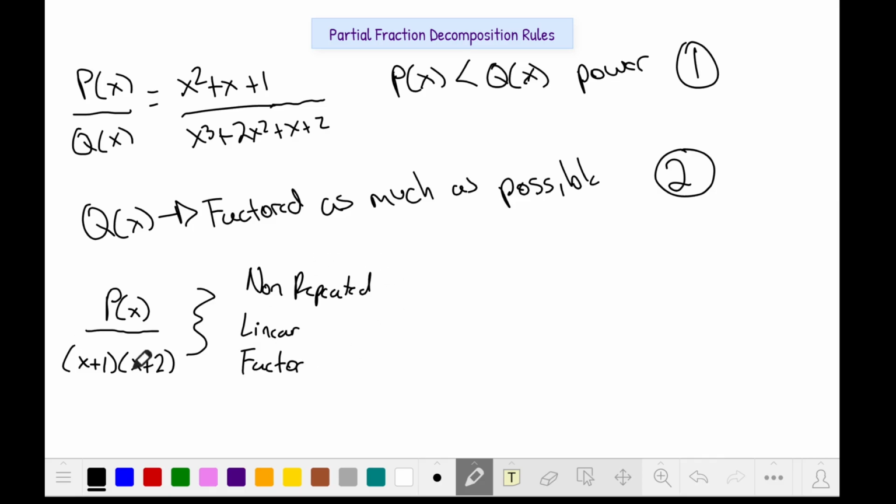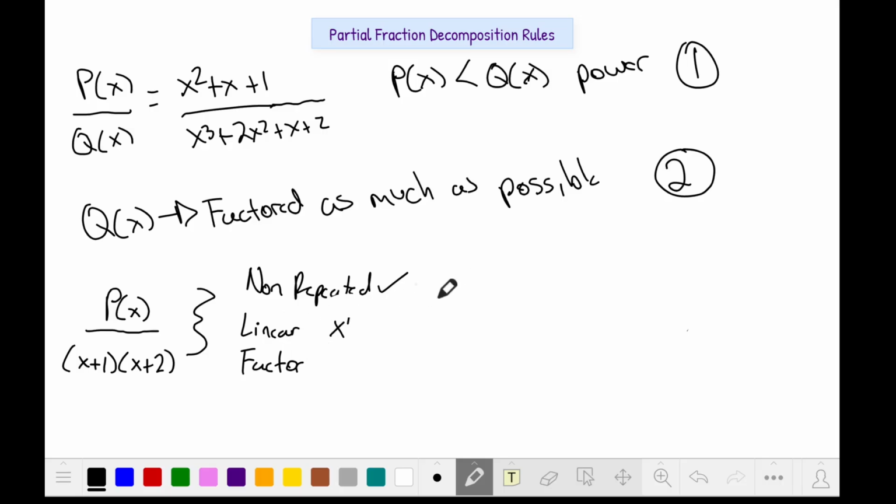So non-repeated means that it didn't repeat itself. It wasn't like we have x plus 1 times x plus 1. No, we have two different factors. So non-repeated, check. Linear. Linear means that the biggest power of x is 1. So we've got an x to the 1. Other examples of linear factors would be x, x plus 1, 3x minus 2, negative 5x plus 4. All of these are linear factors, and that is because the biggest power in each of these factors is the power 1. All right, so this is the easiest case.